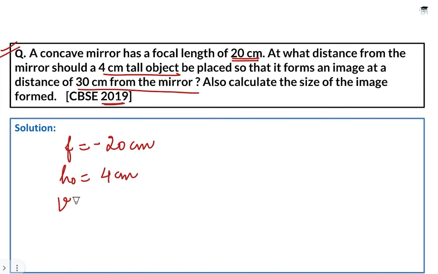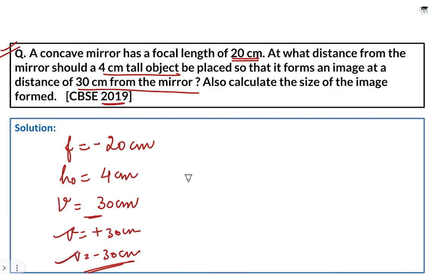So that it forms an image at a distance of 30 centimeter from the mirror. So we are given the image distance to be 30 centimeter, but it is not given if the image is formed in front of the mirror or behind the mirror. So we can't know for sure what is going to be the sign of the image distance. So what we are going to do is take V positive one time and negative the other time, and find the size of the image and the object distance for both these cases.